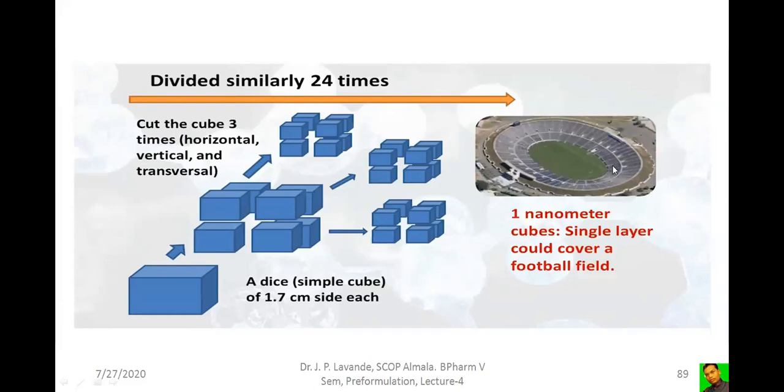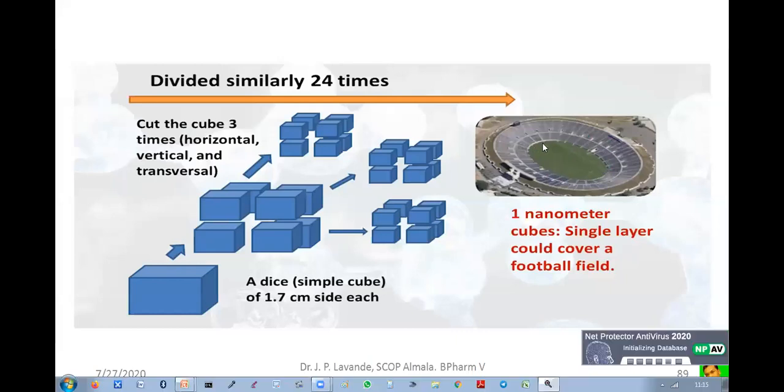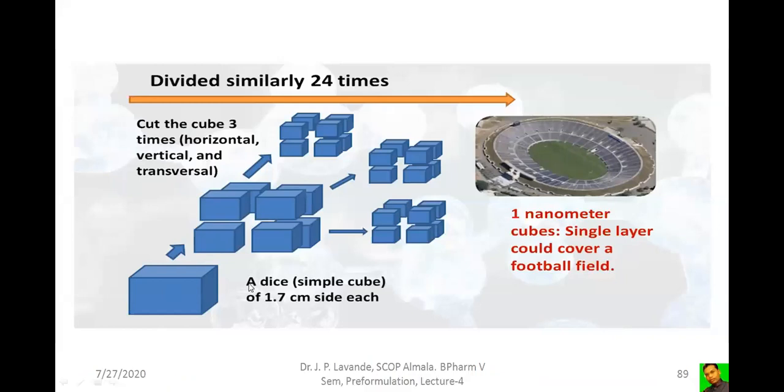Just imagine the size of the football stadium, its carpet area, and how small a dice we took. Just a 1.7 centimeter cube, if we subject it to 24 rounds of horizontal, vertical, and transverse cuts, will form such a number of particles that can cover the area of a football stadium. So from this example we can very clearly understand the significance of particle size reduction and increasing the surface area.